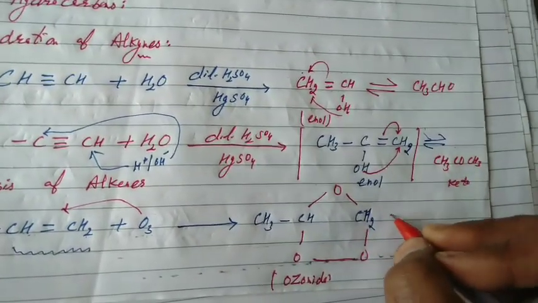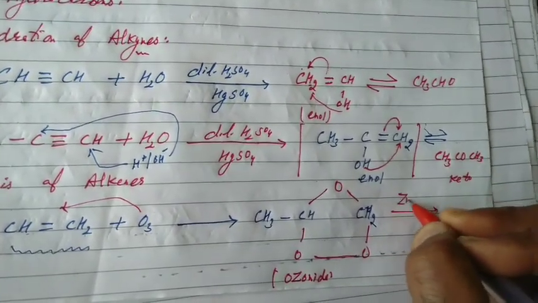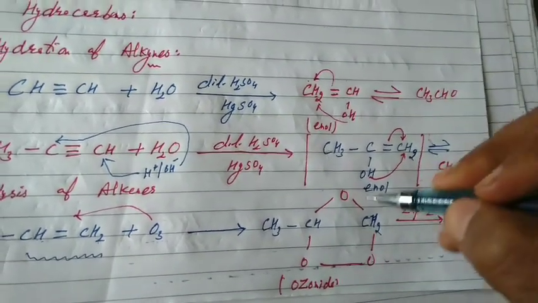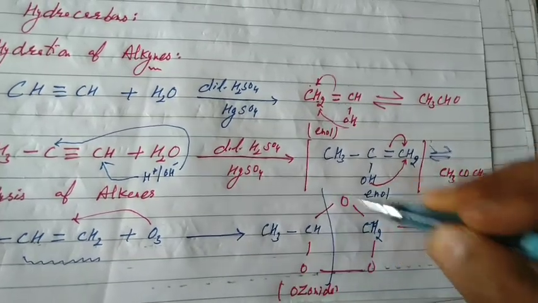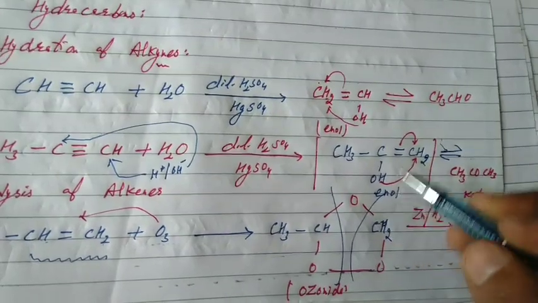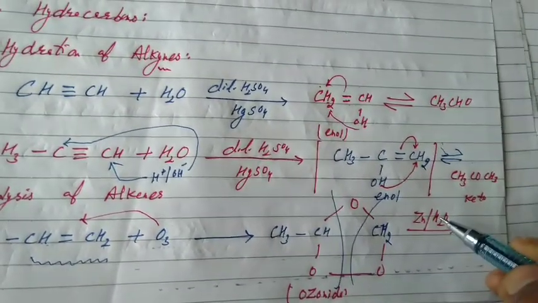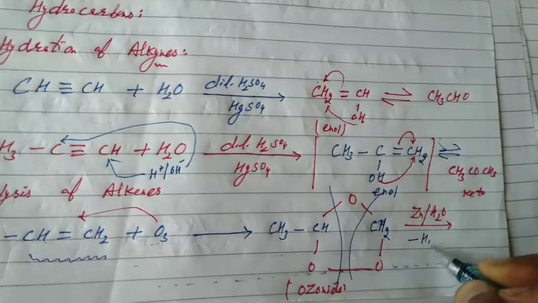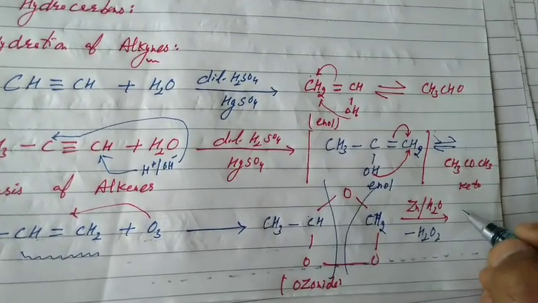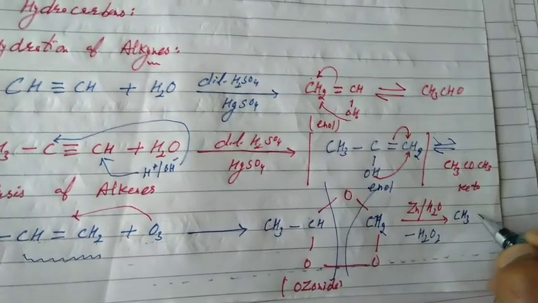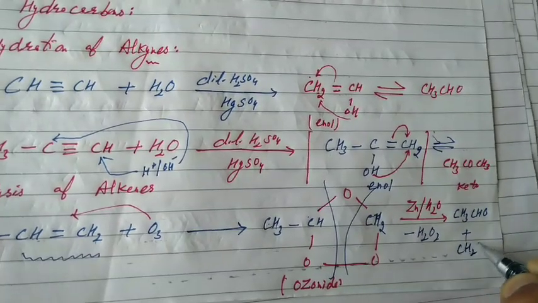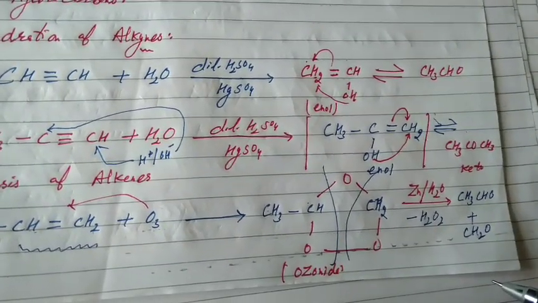In the second step, we proceed with zinc and water. The ozonide will decompose, that is, release nascent oxygen. Lysis takes place in this way, and these bonds will break. When these bonds are broken, nascent oxygen evolves and reacts with water, that is, H2O2 is eliminated. What is left? CH3CHO plus CH2O, that is ethanal plus methanal, HCHO. They are obtained by the ozonolysis reaction.